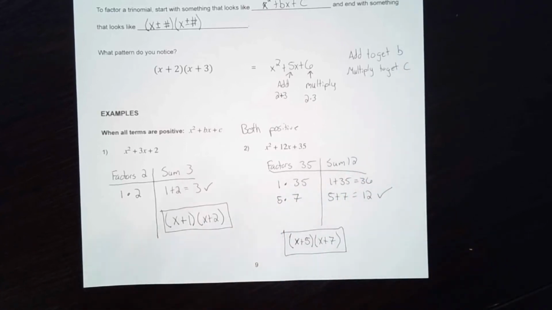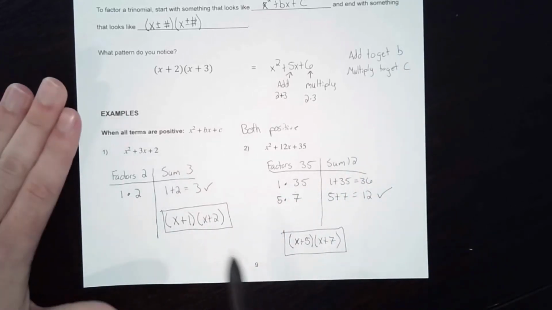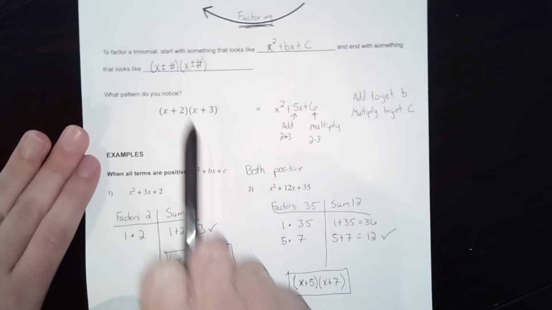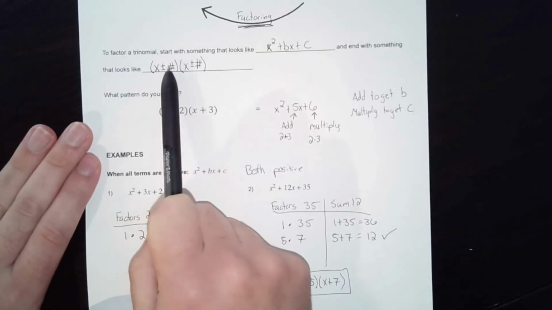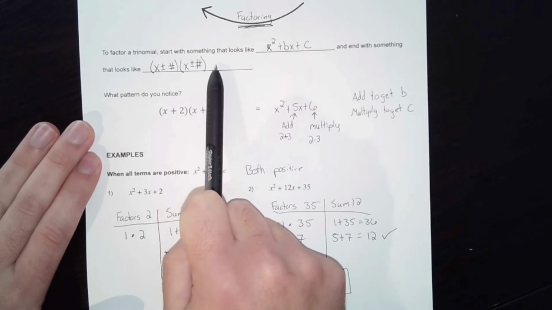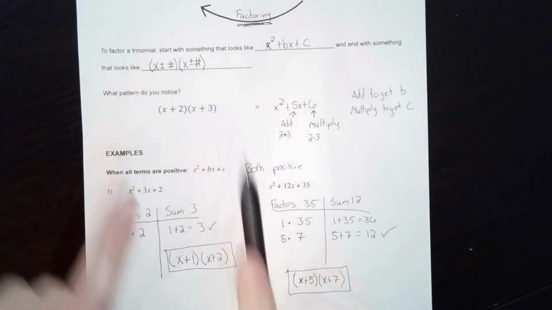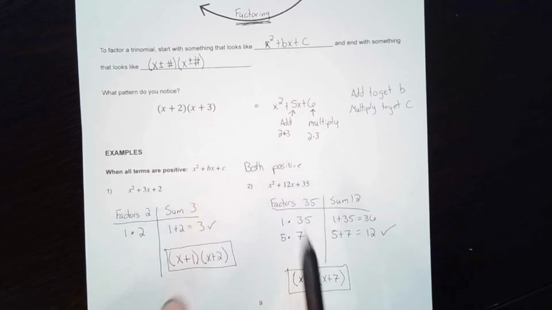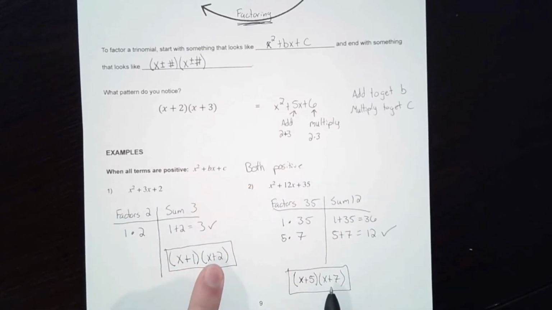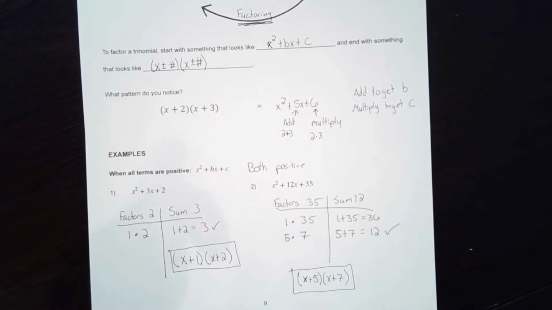Okay, now part of this, in order for this to work, is to remember that your answers are always going to look like this. It's what we set up here. It's x either plus or minus a number and plus or minus a number. What we're figuring out with these charts is what the numbers are. Based on everything being positive, I knew that they had to be a plus and a plus. Okay, now that plus and plus could change though as well.